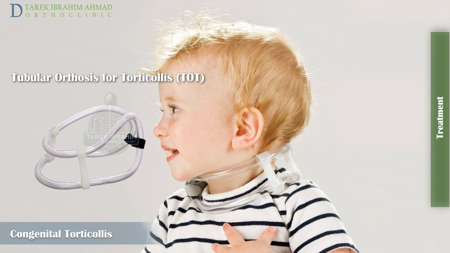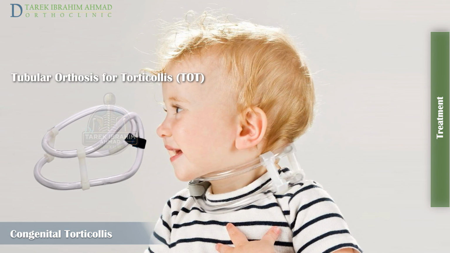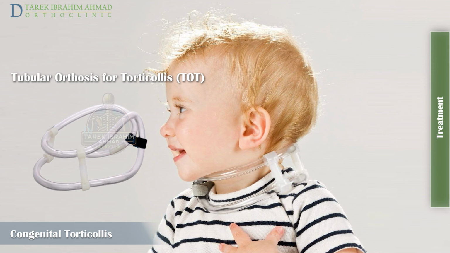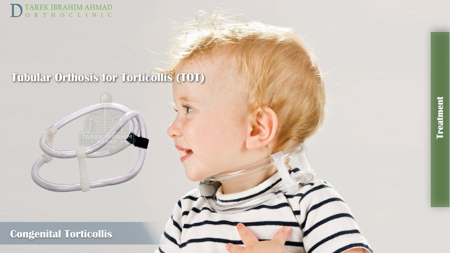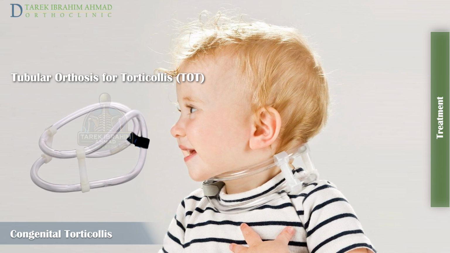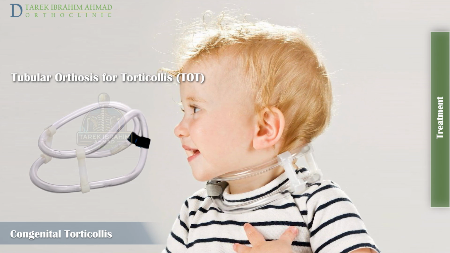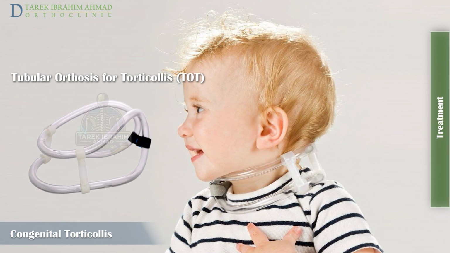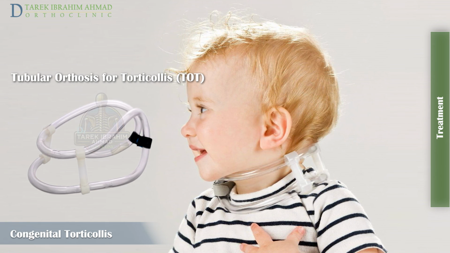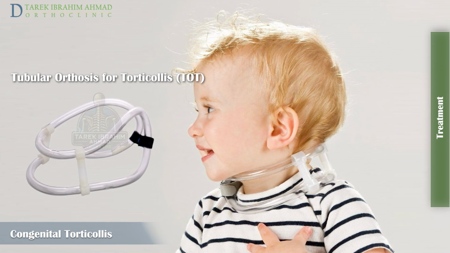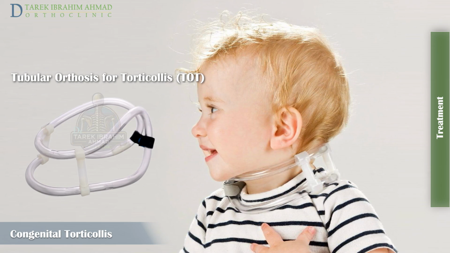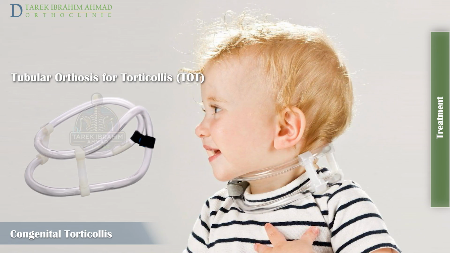The physical therapist may recommend using a simple device called a tubular orthosis for torticollis, TOT collar, which is really just a small piece of plastic tubing that fits around your baby's neck. The TOT collar is designed to help babies straighten their heads and strengthen their neck muscles. Your physical therapist will teach parents the proper way to use a TOT collar.